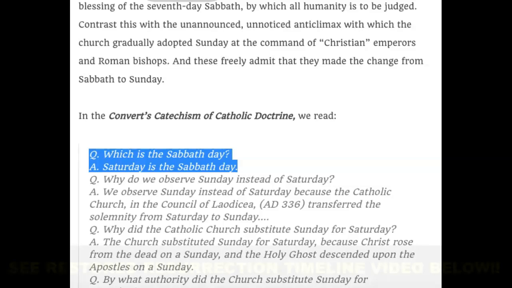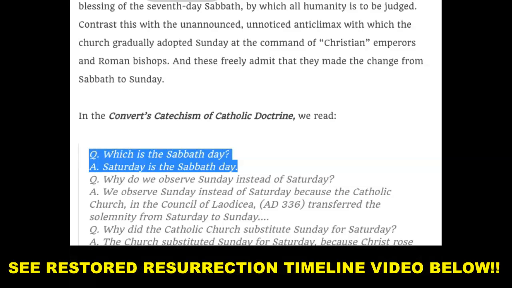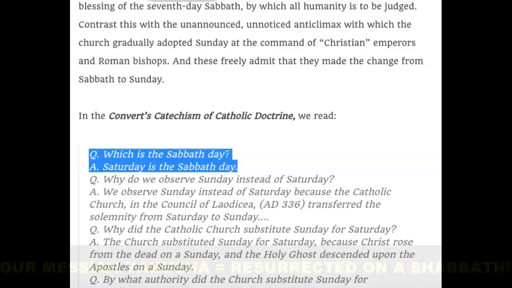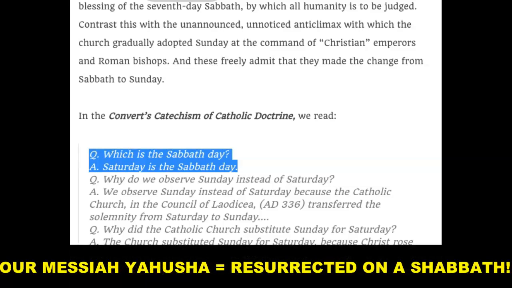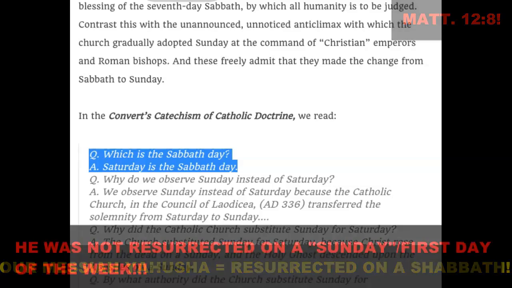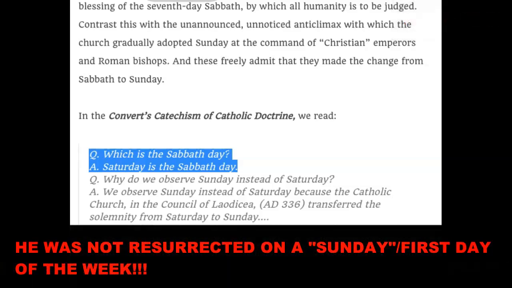But if you actually take a look at my video in the Resurrection Restored timeline that we did a couple of months ago, you'll see that the correct term, even in the Greek, is that the Messiah himself was resurrected on a Sabbath, which makes perfect sense because he says that he is sovereign or master of the Sabbath day, according to Matthew chapter 12, verse 8. And we see that the translators, once again, purposefully added the phrase first day of the week in the resurrection account because they wanted to justify Sunday sun worship and changing the Sabbath.